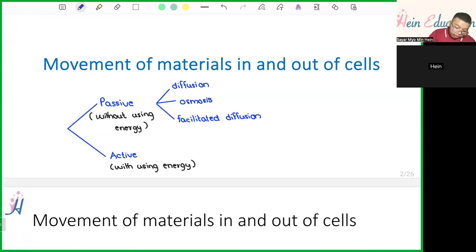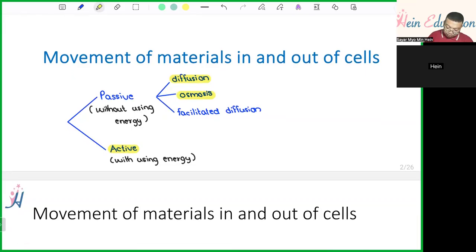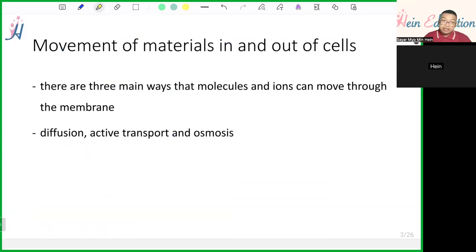For this level, or for international GCSE biology level, we will be only focusing on three different types of transport, which are diffusion, osmosis, and active transport. So let's begin. This is just an intro telling that there are three main ways that molecules and ions can move through the membrane: diffusion, active transport, and osmosis.